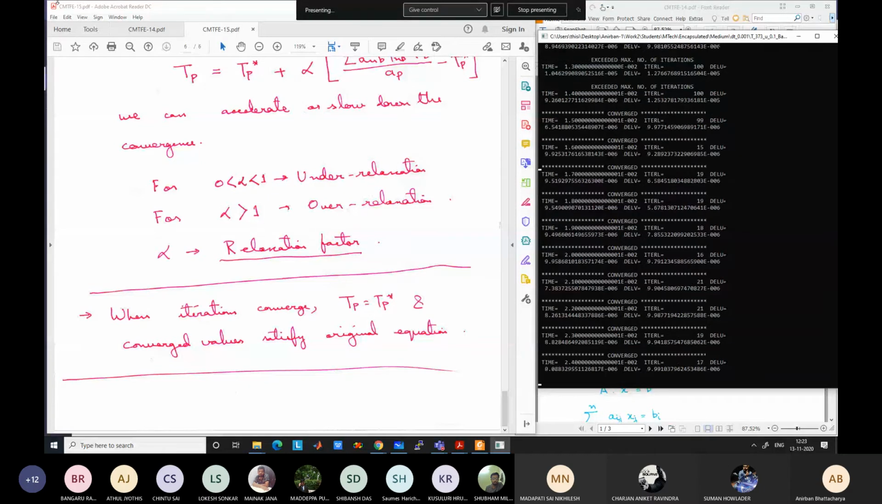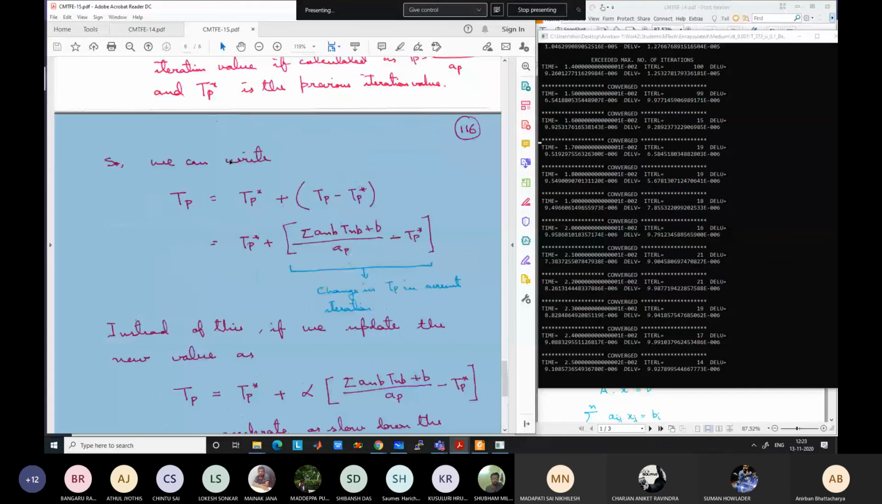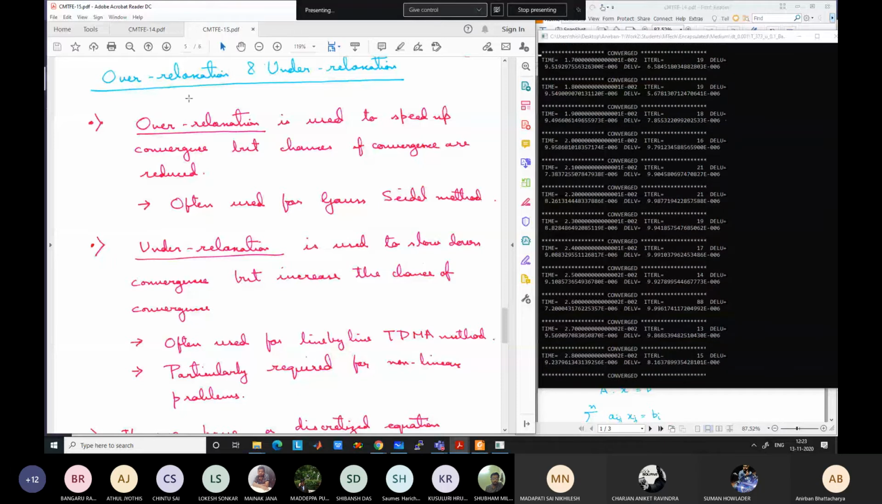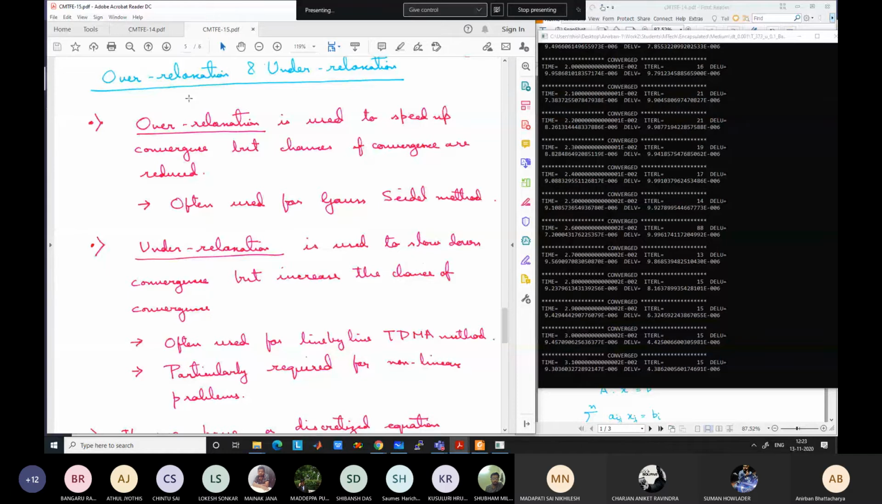So in parallel, let us discuss this part. Okay, today's last topic. There is something called over relaxation and under relaxation. Okay, so in certain cases, in certain problems or solution methods, you want to speed up the solution, speed up the rate of convergence. Okay, and in certain cases you want to slow down the rate of convergence.